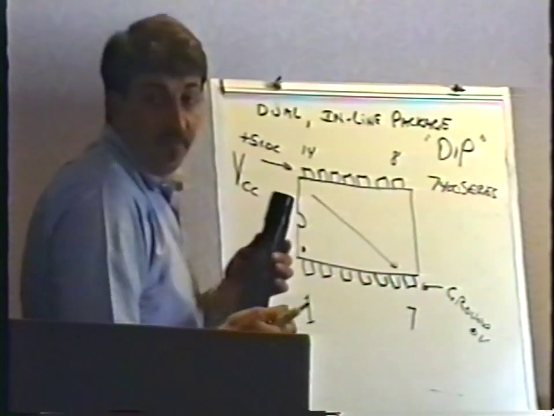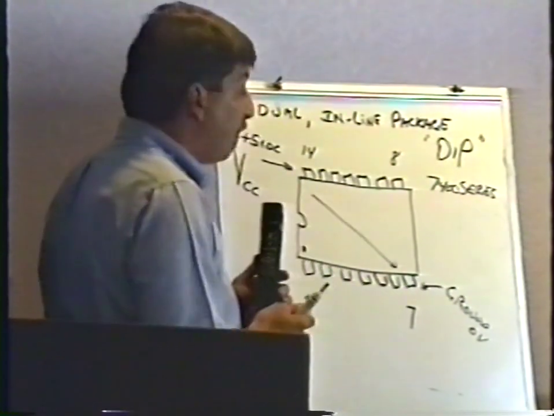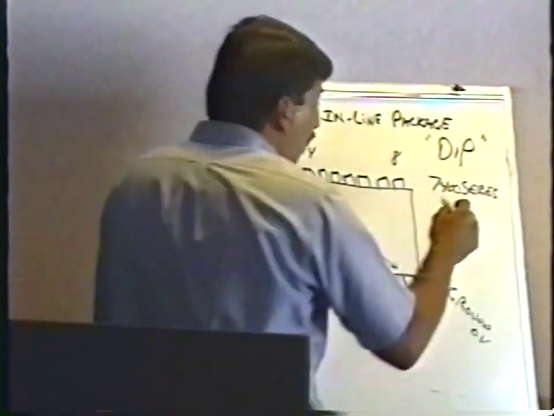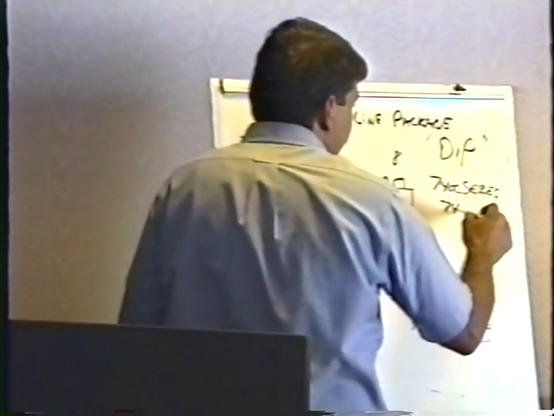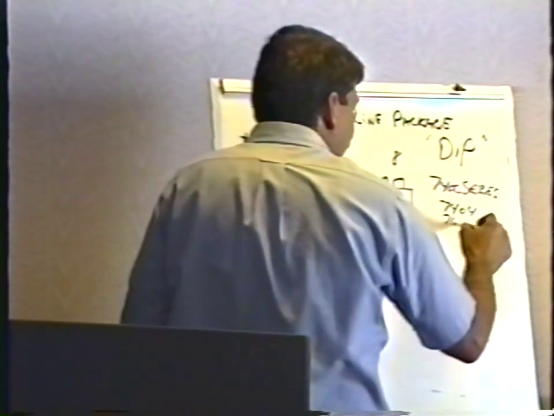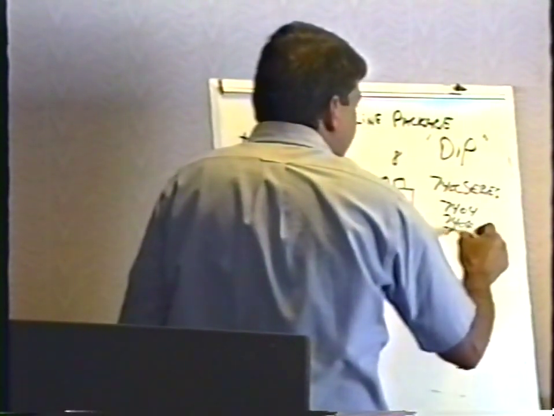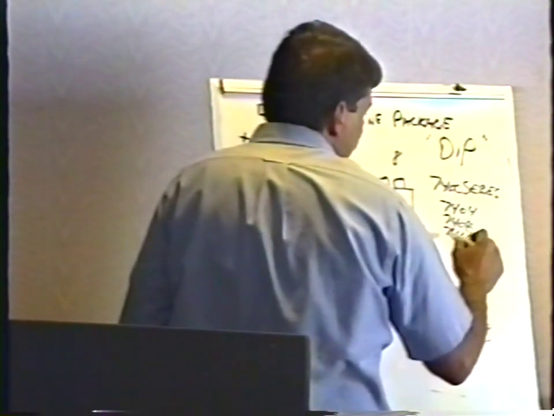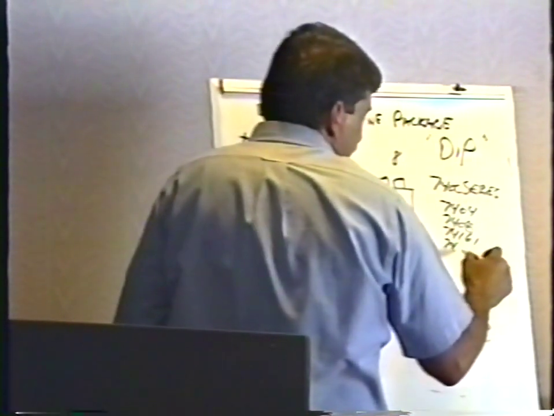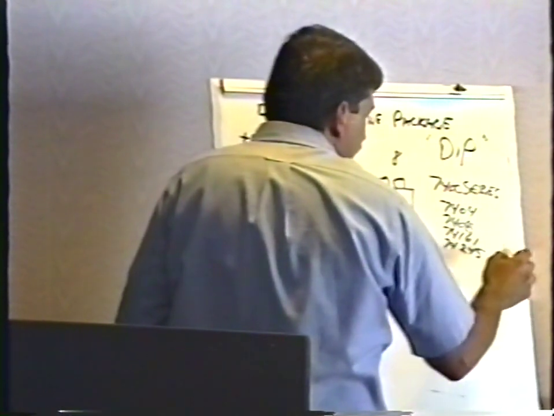It's called the 7400 series because the part numbers start with the number 74. For instance, 7404 or 7408 or 74161. You don't have to write these down. I'm just giving you some examples. 74245.